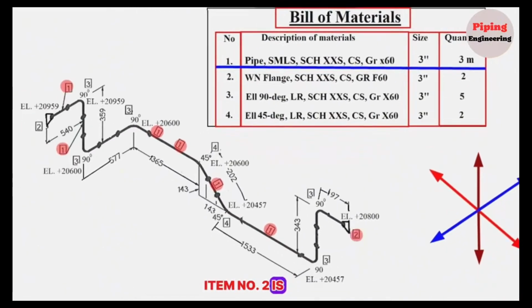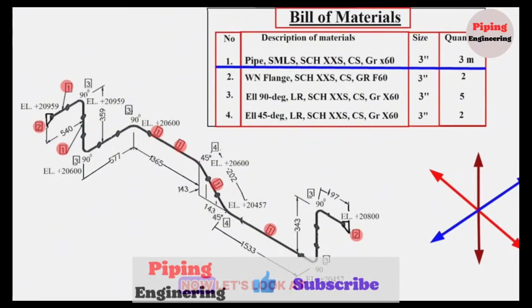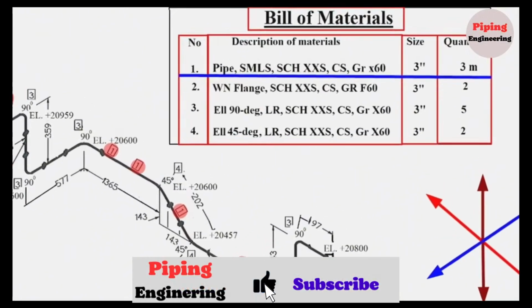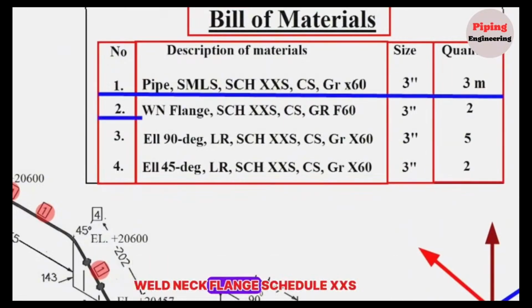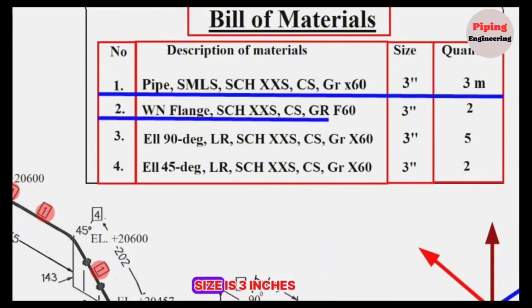Item number 2 is shown in 2 places on this pipe drawing. Now let's look at the bill of materials table. Item number 2 is weld neck flange, schedule XXS, carbon steel, grade 1060, size is 3 inches, the quantity is 2 pieces.